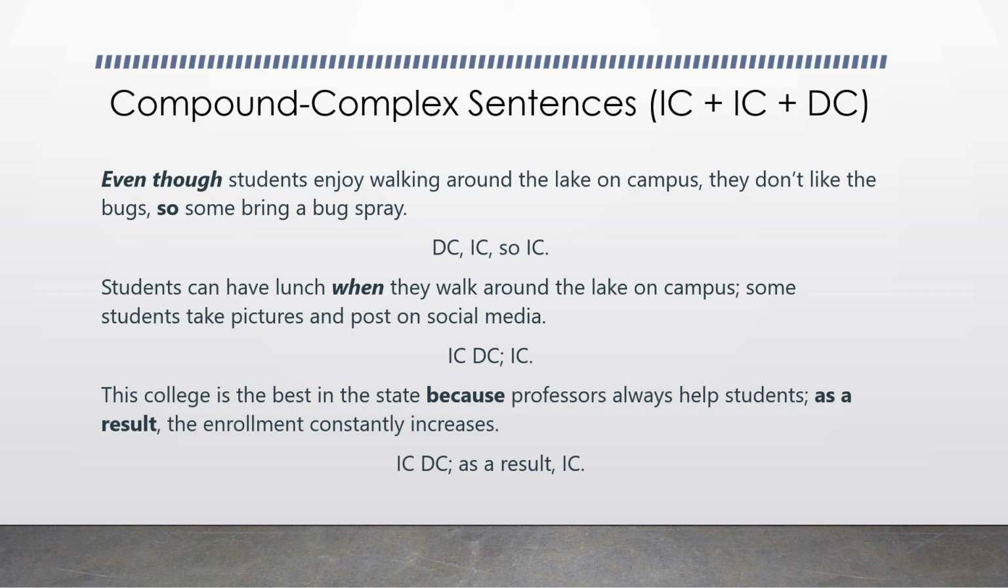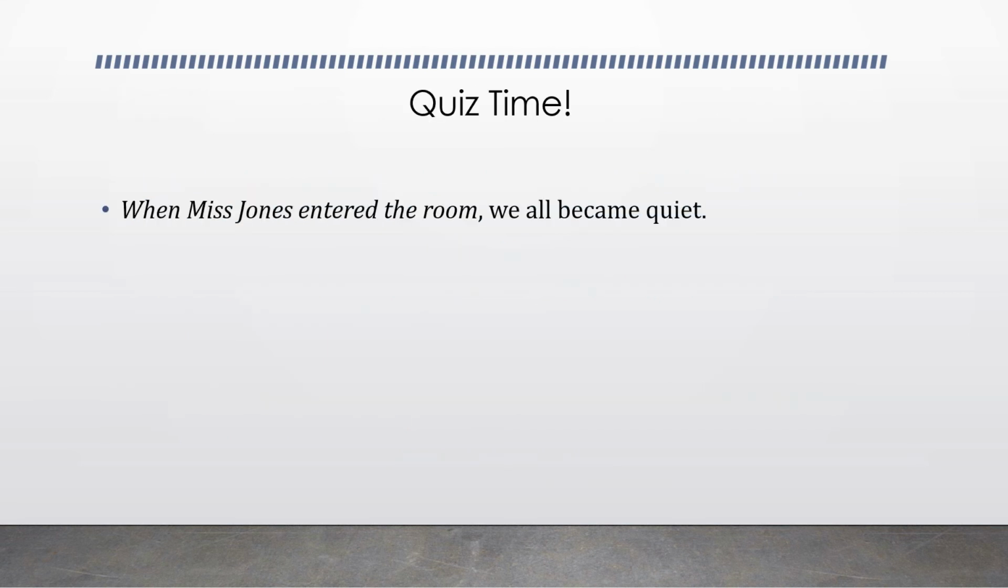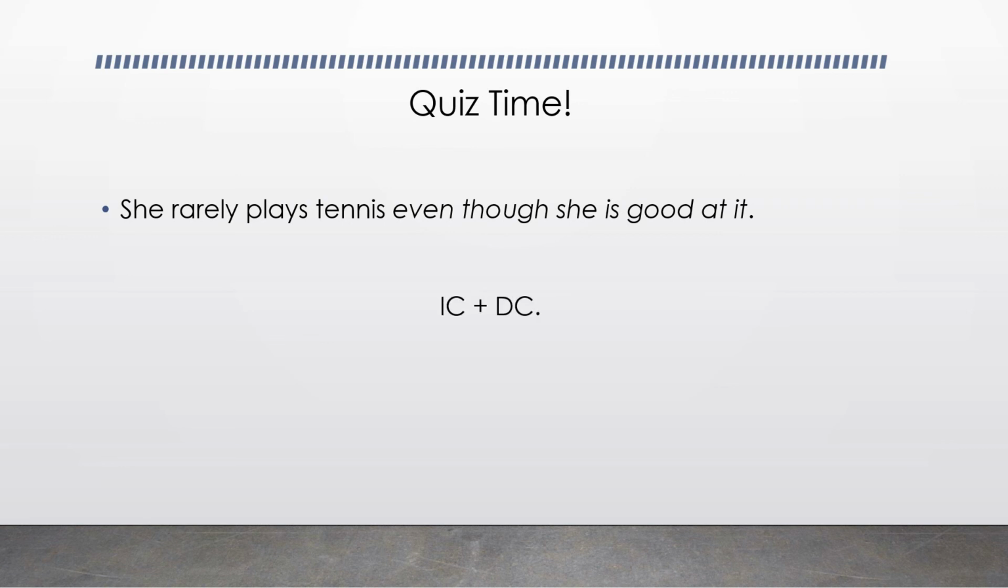Quiz time. Tell me what type of sentence you see. When Miss Jones entered the room, we all became quiet. You see a dependent clause followed by an independent clause, therefore it's a complex sentence. She rarely plays tennis, even though she's good at it. IC plus DC. The dependent clause starts with even though she's good at it. Therefore, it's a complex sentence.